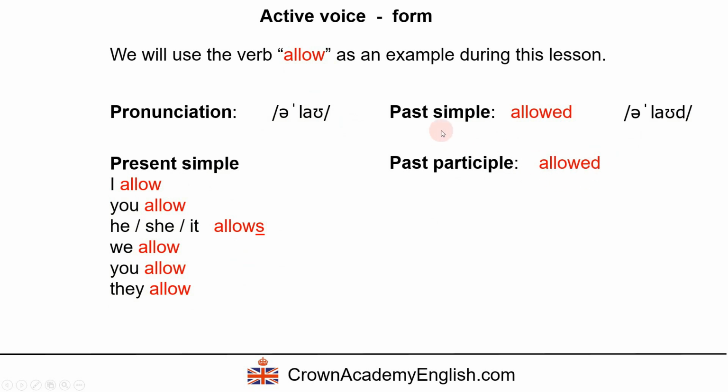So when a verb is a regular verb, often the past simple form and the past participle are the same. But that is not the case with irregular verbs. Often with irregular verbs, or some irregular verbs, the past simple and past participle are different, and I'll discuss that later in this video.